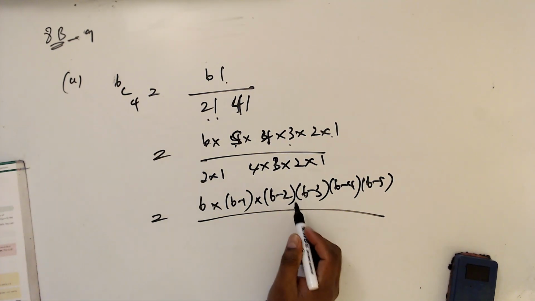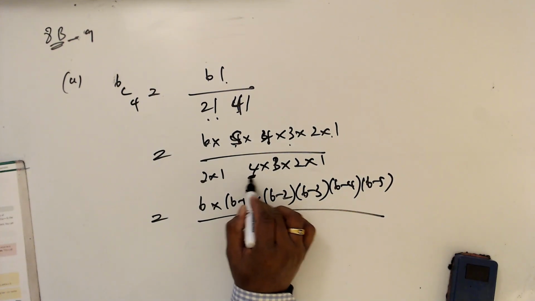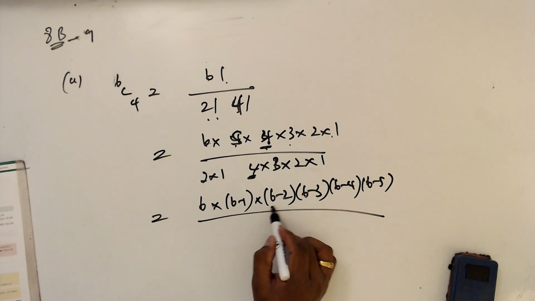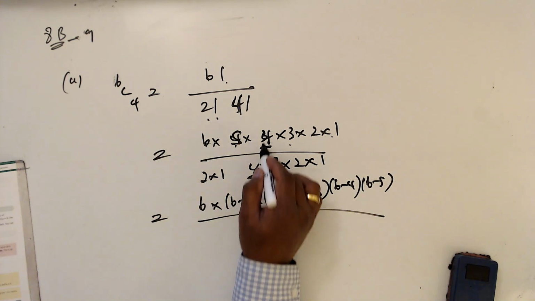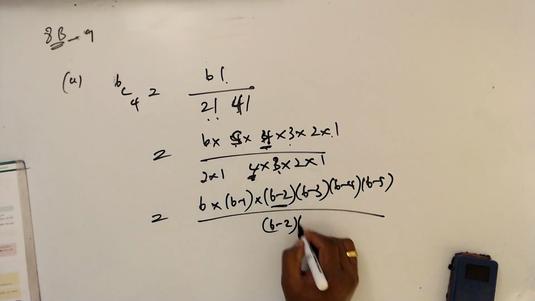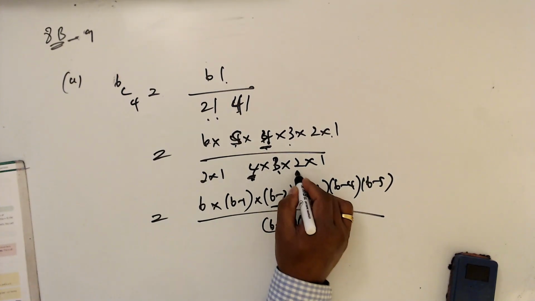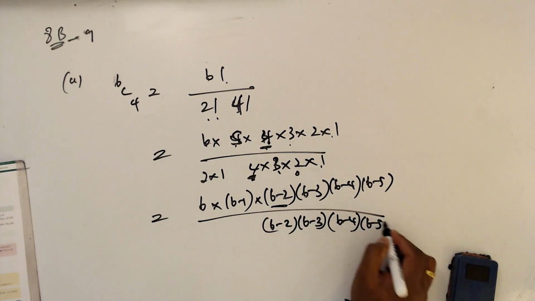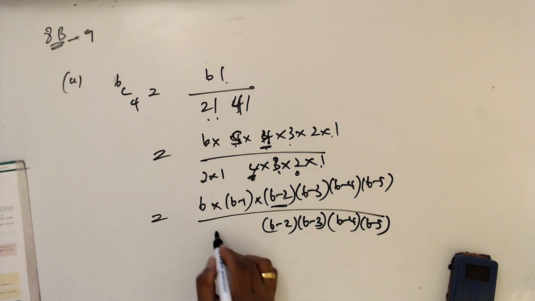Now this is 4. In here there is 4. Instead of 4, what do you write? 6 minus 2. It means this is 6 minus 2. What is this one? 6 minus 3. What is this one? 6 minus 4. What is this one? 6 minus 5. And I will keep this one.